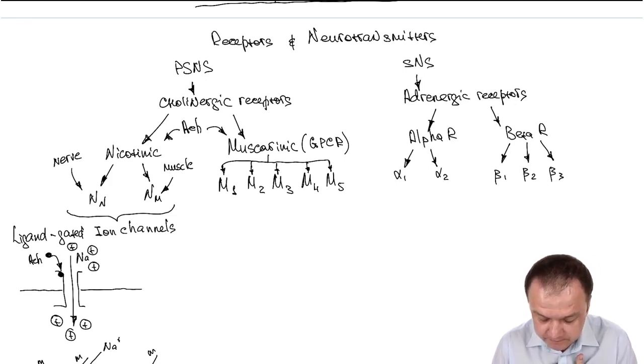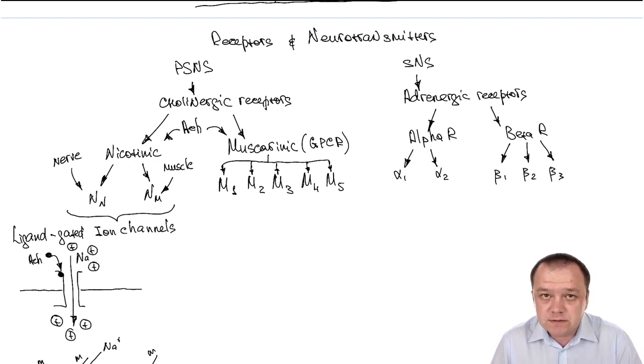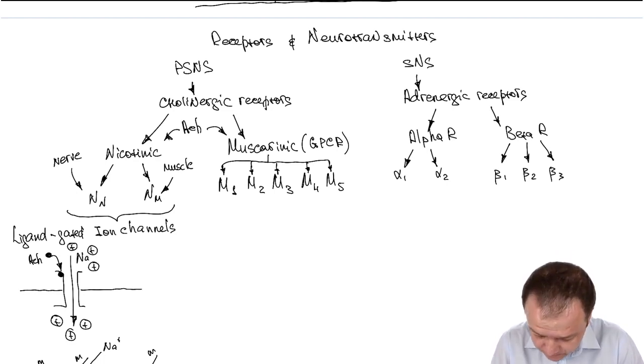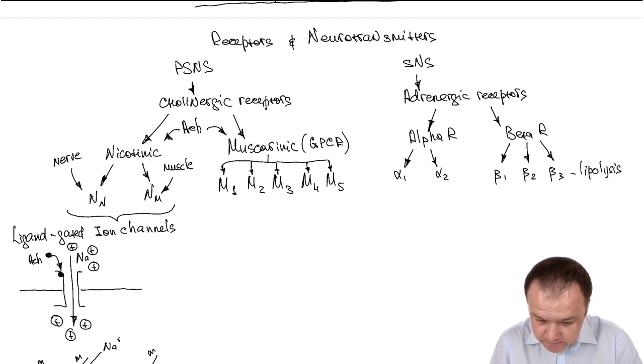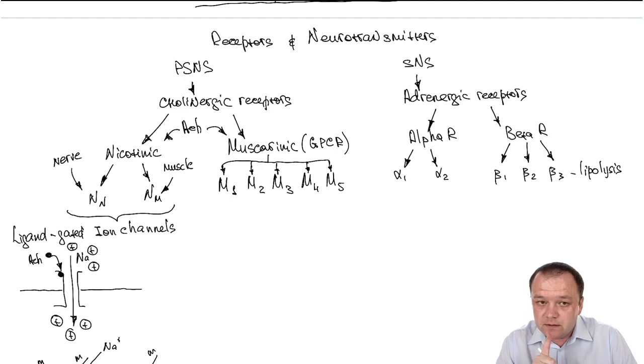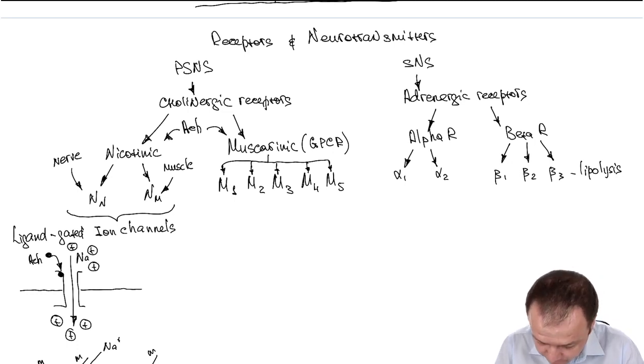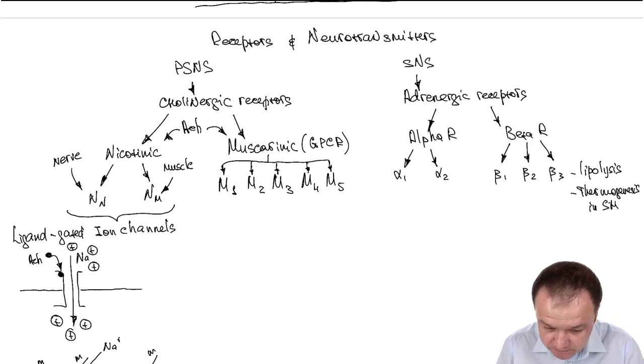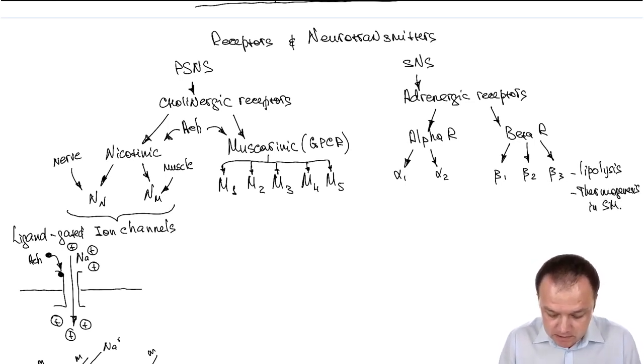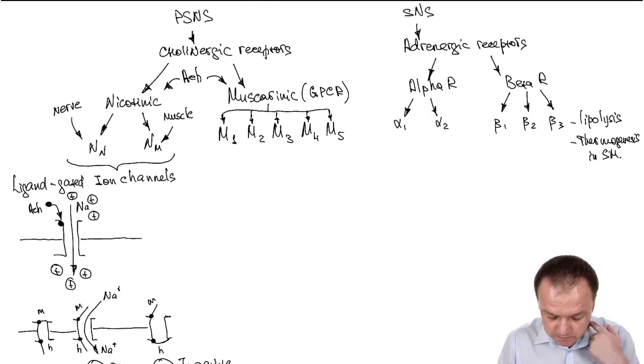Really, beta 3 receptors are responsible for lipolysis in adipose tissue, and another place where they are present is the skeletal muscles, and they are responsible for thermogenesis in skeletal muscles.